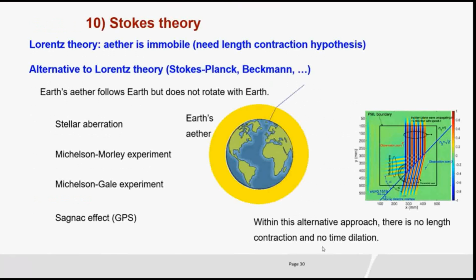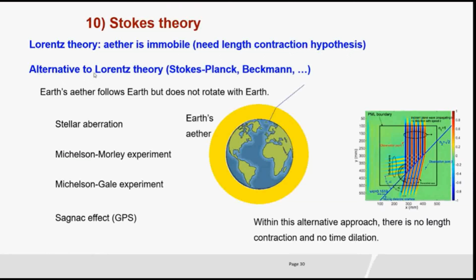Stokes theory. As I said, Lorentz used ether theory, but Lorentz considered that the ether is immobile, because that would be in agreement with the stellar aberration and other physical phenomena. But to explain the Michelson-Morley experiment, he needed a length contraction hypothesis. We still call it a hypothesis because this is a hypothesis.